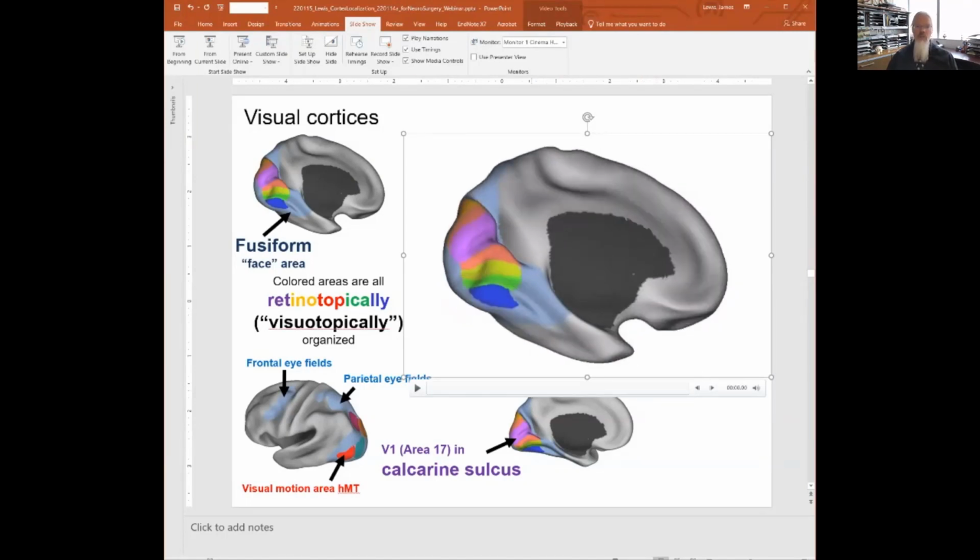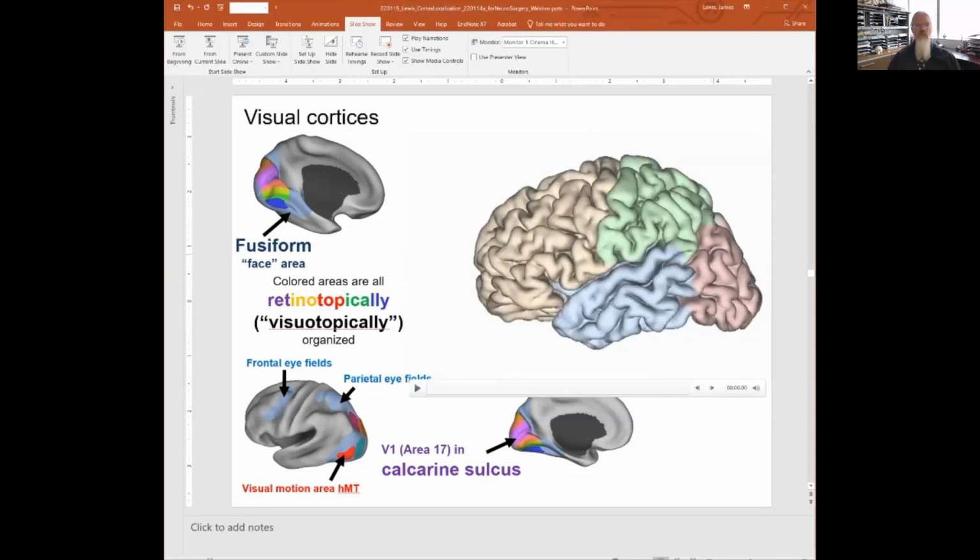But the point to mark here is there's our calcarine sulcus, primary visual cortex in the purple here is where this is located. We've got areas for motion processing and a multitude of other areas. That's two more lectures of material on that one. But there's our visual cortex.